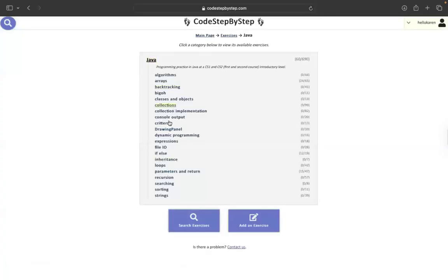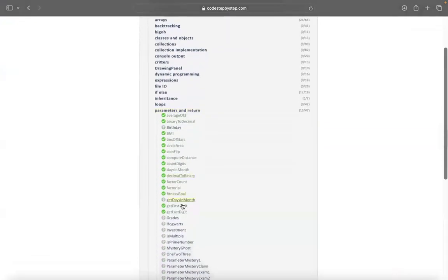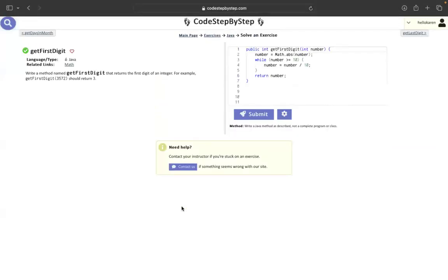So let's go over your homework. So let me see. It was parameters and return, get first digit, get last digit, and grades, and arrays index of and is monotonic. Yeah.